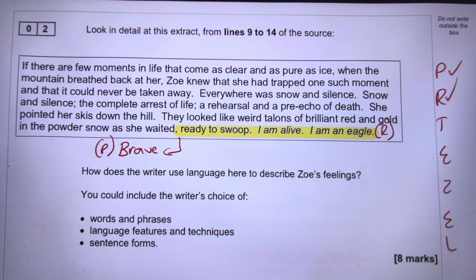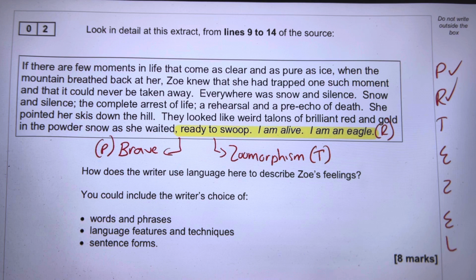Then, guys, the technique. Now, there's many techniques used. One quote, guys, can have loads of techniques. You pick what you are comfortable with. So for my technique, guys, I'm going to talk about where it says, ready to swoop. And here I'm going to say that the writer has used zoomorphism.